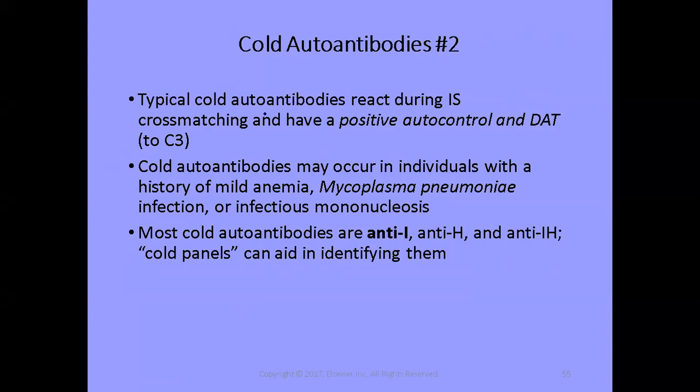So cold autoantibodies react during immediate spin and have positive autocontrol and DAT, and this is due to complement coating, not IgG. Cold autoantibodies may occur in individuals with a history of mild anemia. Mycoplasma pneumoniae is a big one. Remember, auto-anti-I after Mycoplasma pneumoniae infection. Remember, the big I is seen on all adult red cells, or infectious mono. So in addition to auto anti-I, there could be anti-big H and a combo anti-IH. And so we can use cold panels to help identify them.